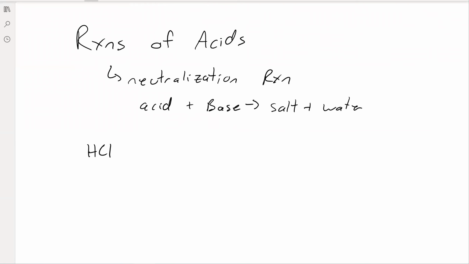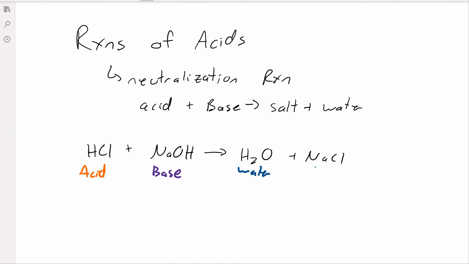So for example, we have HCl, hydrochloric acid. That's obviously going to be our acid. Sodium hydroxide, right? That's a metal hydroxide. That's going to be a base. And then when they react, what you'll form is H2O, which is obviously water. And then in this case, NaCl, right, which is a salt, an ionic compound, right? It goes as Na+ and Cl-.